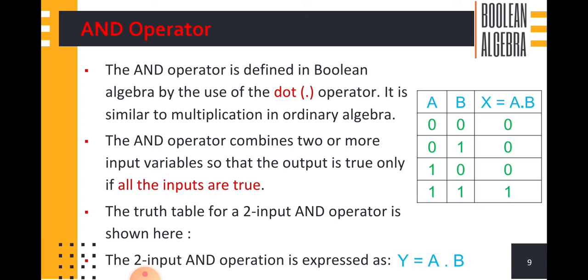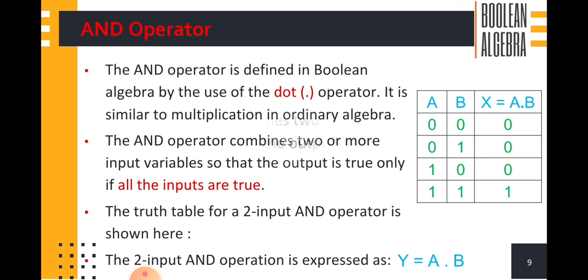Okay, so this is the truth table for the AND operator. How many variables does the AND operator require? Minimum 2 variables. Maximum, we can use more input variables. The two input AND operation is expressed as x equal to A into B. So the output is A into B, the multiplication of A and B.